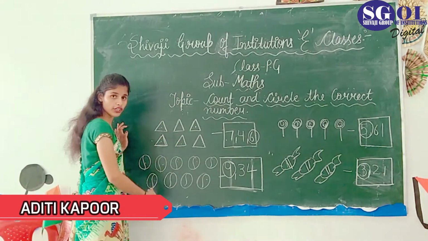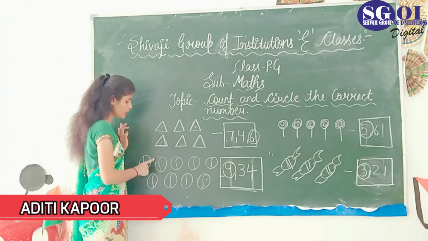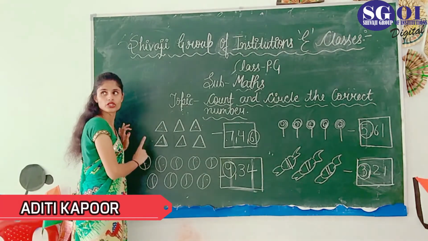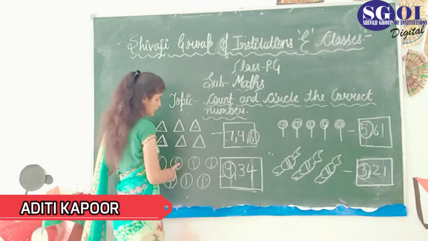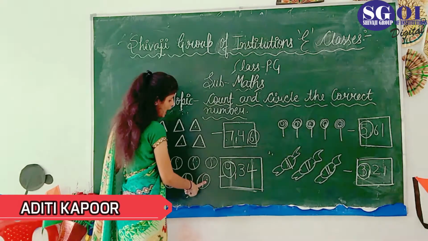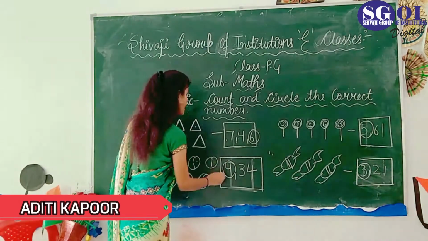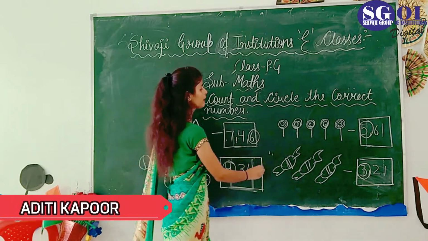Now come to the next row. How many balls are there? Now let's start counting. 1, 2, 3, 4, 5, 6, 7, 8, 9. There are total 9 balls. So we circle number 9.